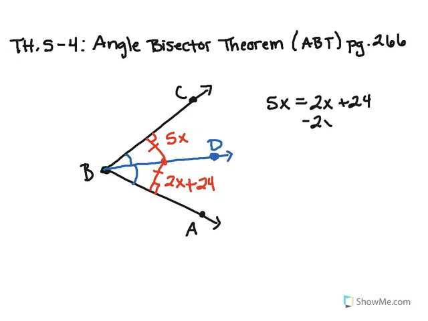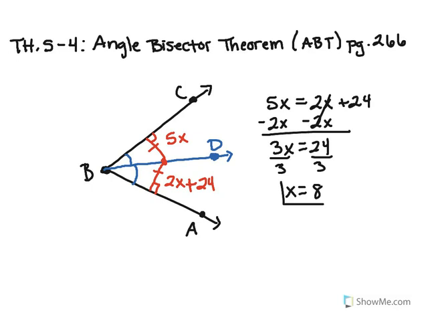So we solve this. We're going to subtract 2x from both sides. I'm going to get 3x here to equal 24. Divide both sides by 3, and x should be equal to 8. Now, that's grand and dandy, but what if I did something wrong? How can I check my answer?